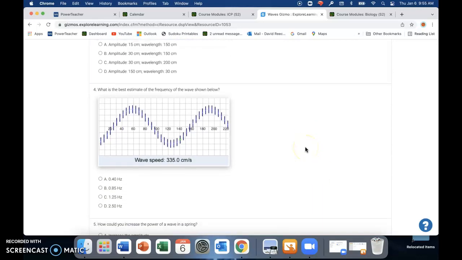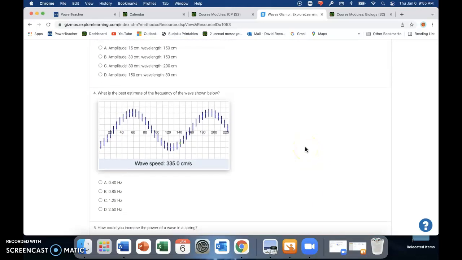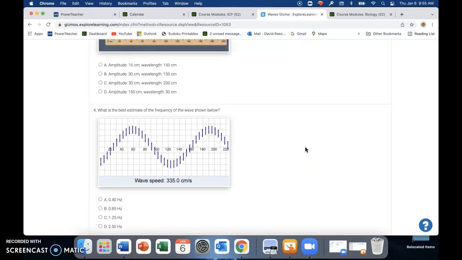Now, when we get down to number 4, this is where you are going to have to use your equation. We learned that velocity is frequency times wavelength. Okay, in this case, you are given the velocity, 335 centimeters per second. You're being asked to find frequency, so you're going to have to look at this and measure the wavelength. So if I measure the wavelength and I go right here from 60 up to 190, that is 130.